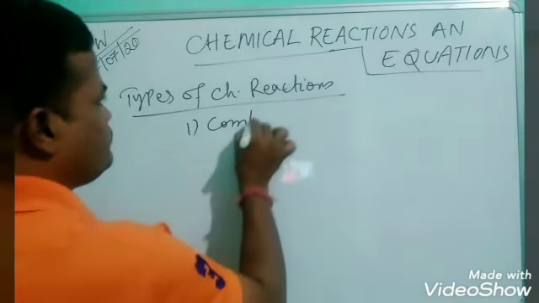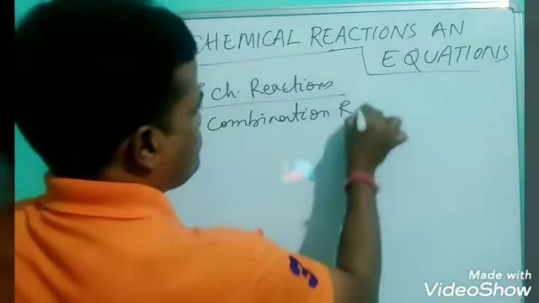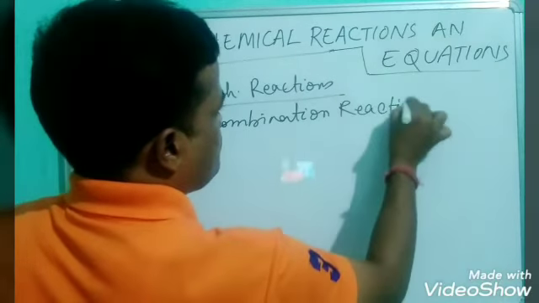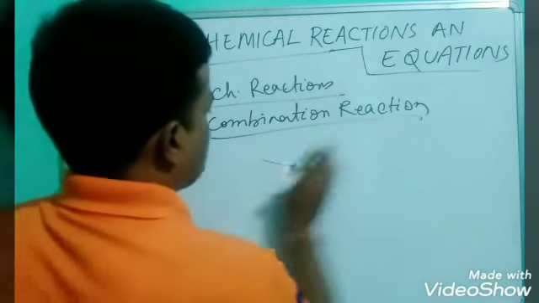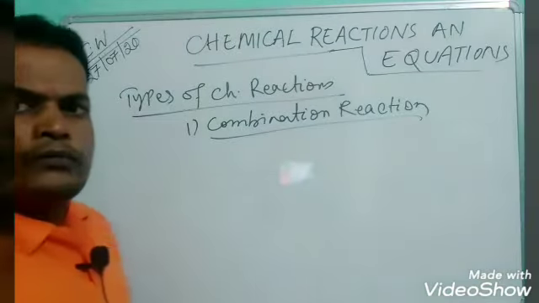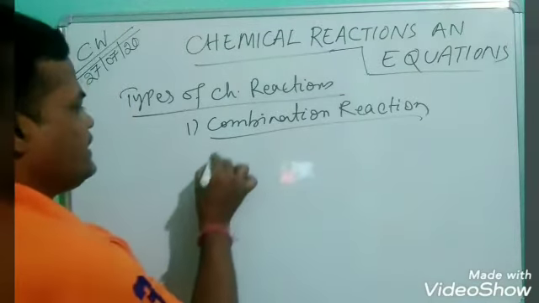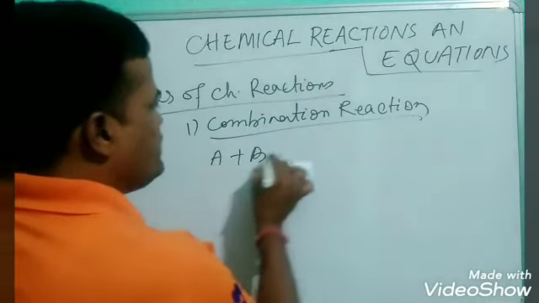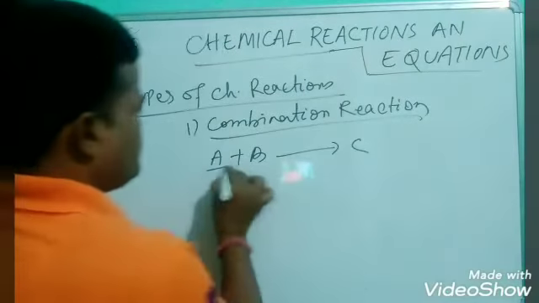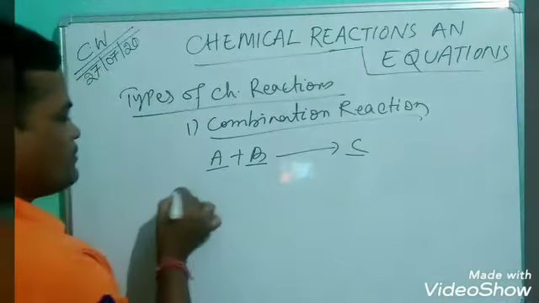Combination reaction. In this reaction, friends, what happens? Two or more substances combine forming a single product. Suppose A combines with B producing C. So here one substance, B is another substance, they produce C, as we have already explained.